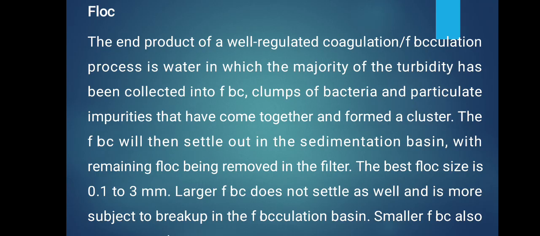The best floc size is 0.1 to 3 mm. The larger floc does not settle as well and is more subject to breakup in the flocculation basin. Because the paddle is rotating for 30 to 45 minutes, larger size floc cannot get formed, because it gets broken by the paddle rotation. Okay, the formation of floc is important in flocculation. The better removal of floc gives a better result in wastewater treatment.